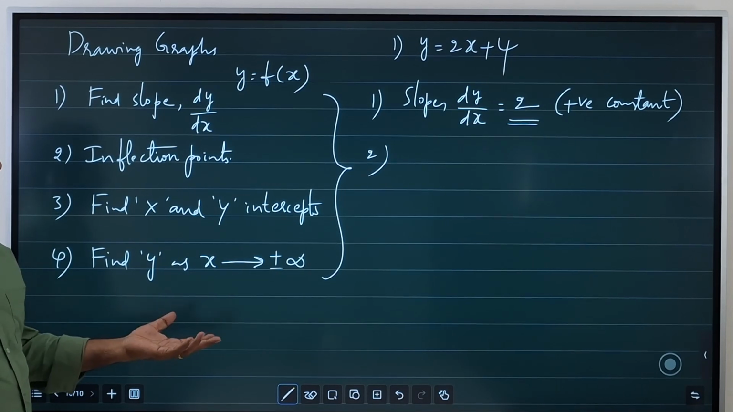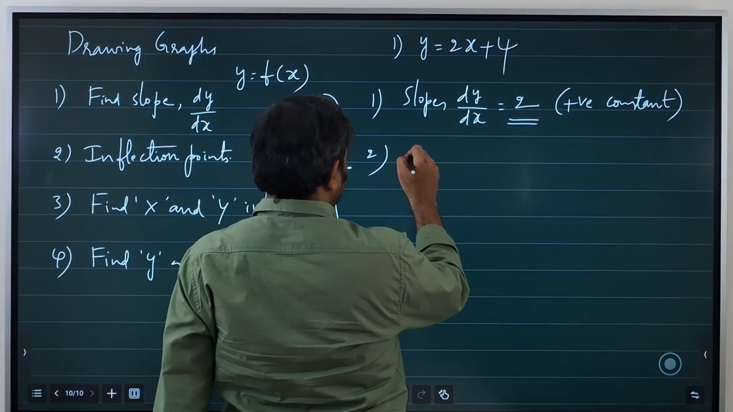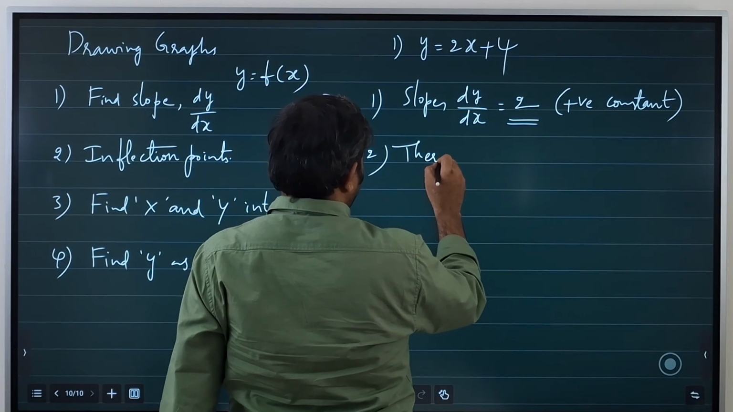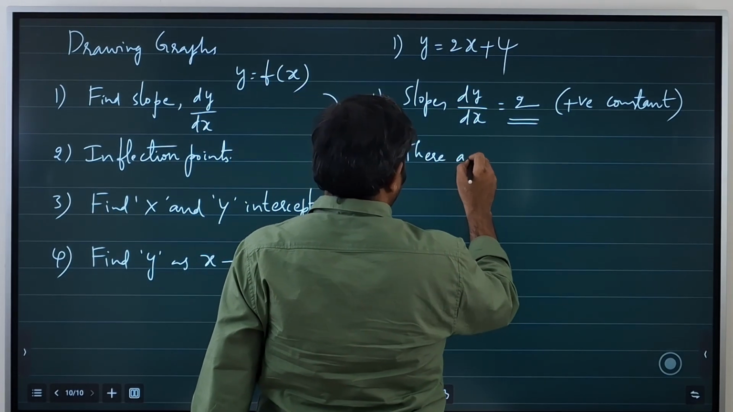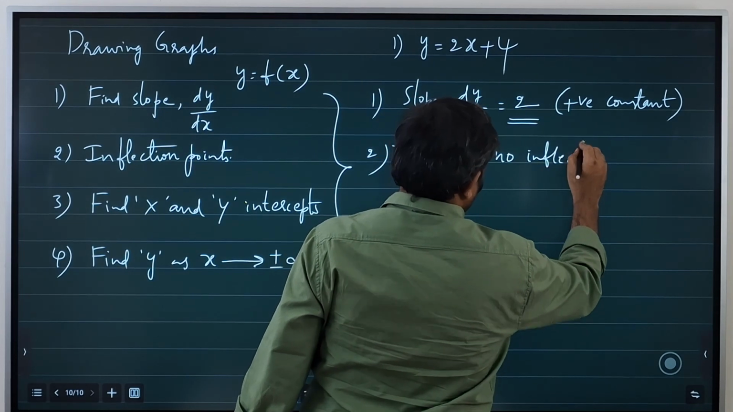When do we say the graph takes a turn? When slope becomes 0. So slope never becomes 0, so maxima or minima do not exist. There are no inflection points.